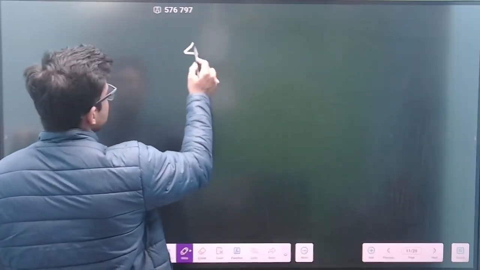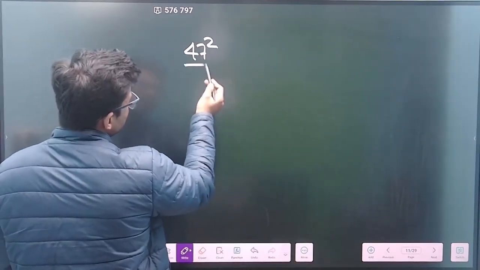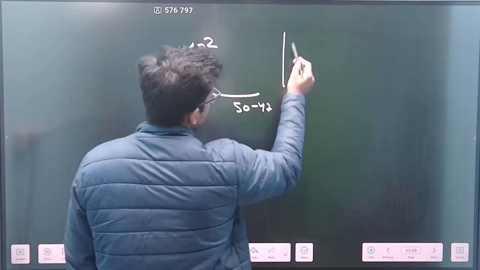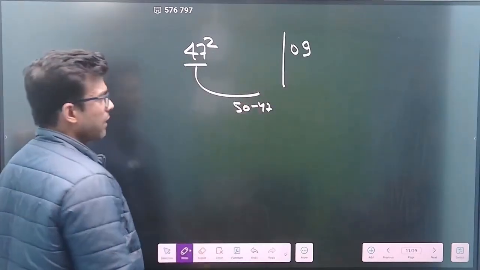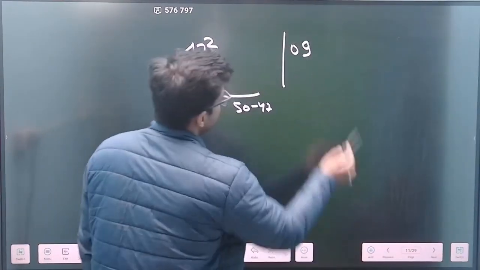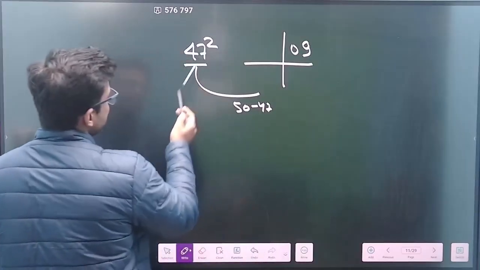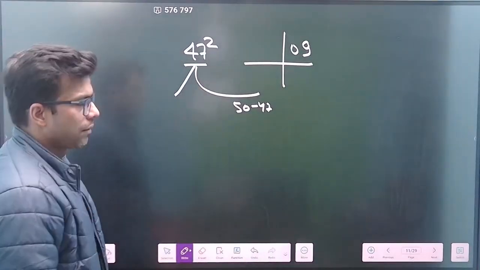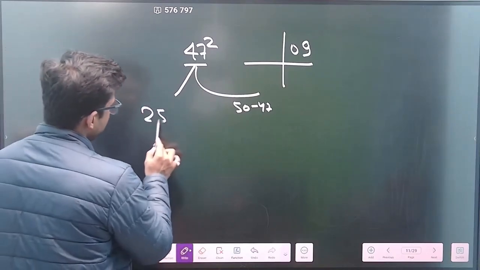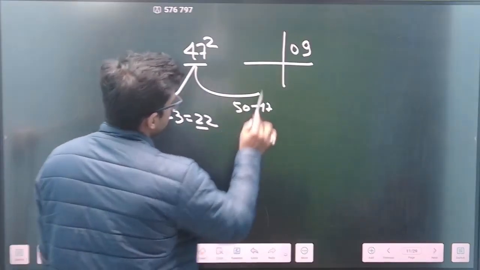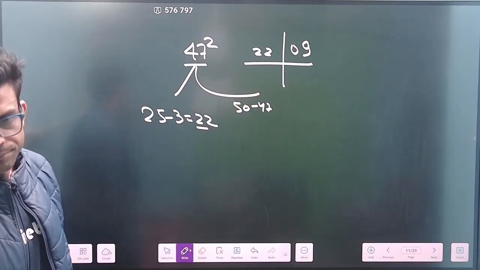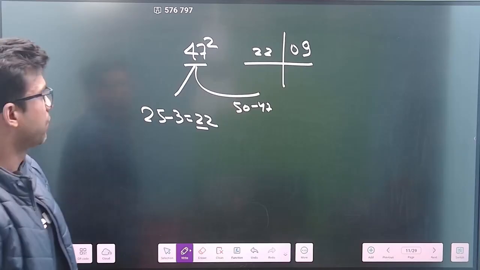Let's say the example of 47. Can you figure out 47 ka square? How much less is 47 than 50? 50 minus 47 is 3. Then write down 09 over here, because 3 ka square is 09, and we are always finding the last two digits. Now 3 is how much less than 25? 25 minus 3 is 22. Write down 22 here. This is your answer. Got it? I hope this is clear to everyone.